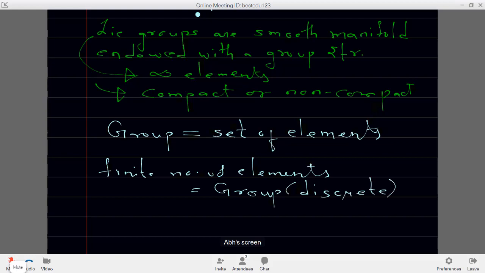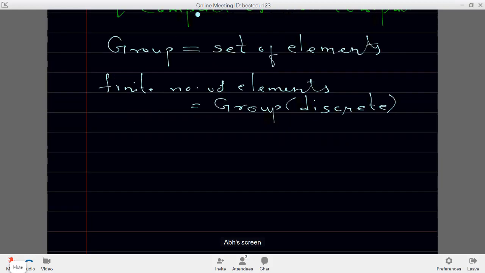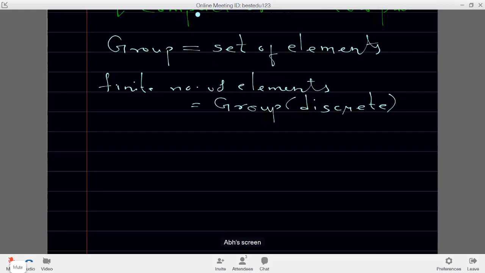But you say that, but you will ask a question: can any set be a group? No. A set of elements, we can give them the status of a group only if they satisfy certain conditions. So let us see what conditions they need to satisfy. Okay, so what did I say?